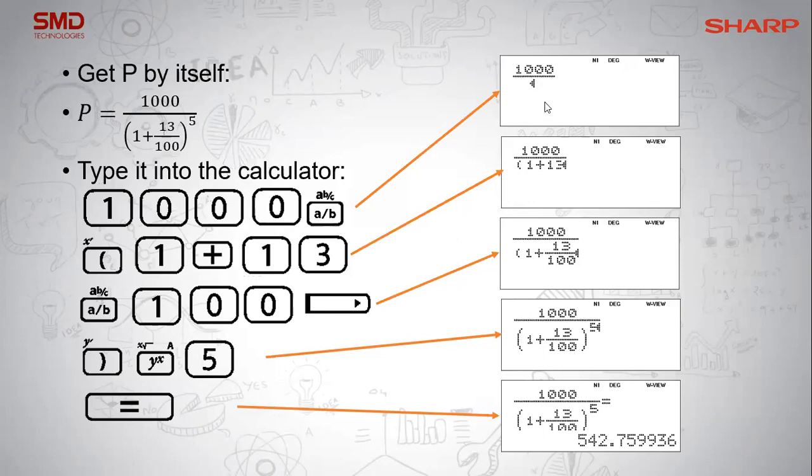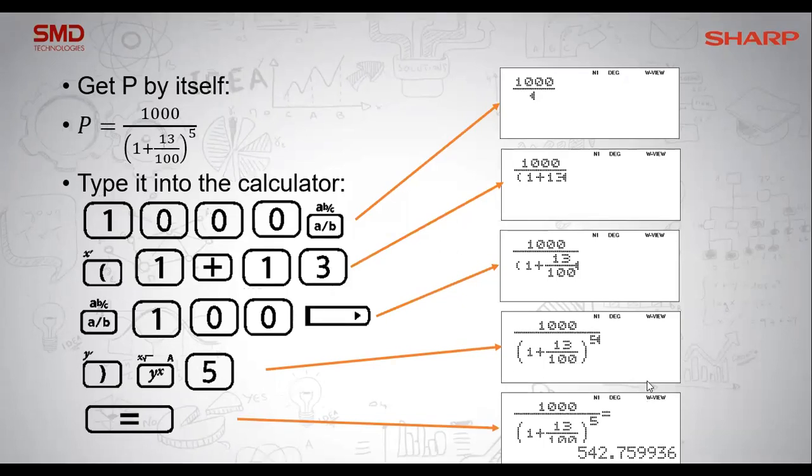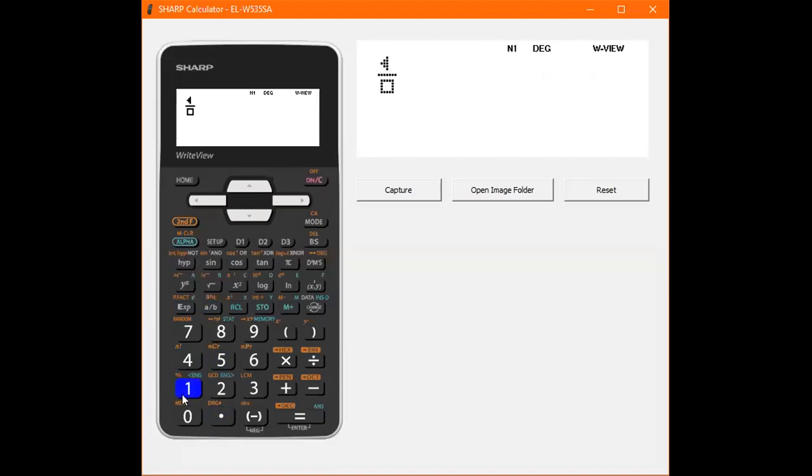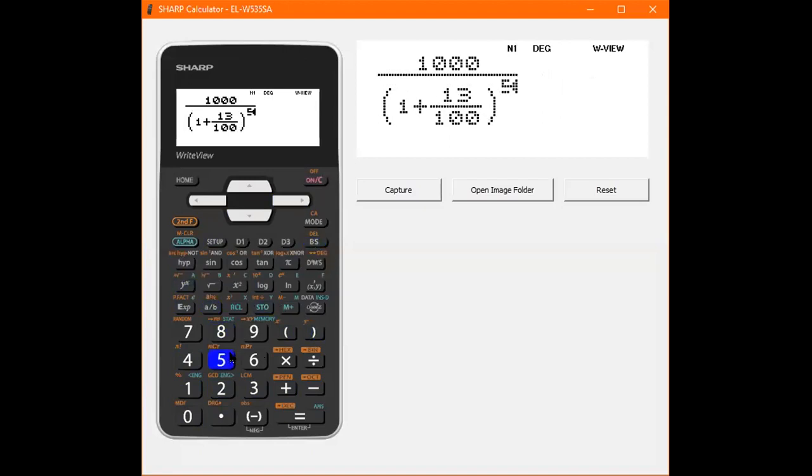Cool. So here we need to get P by itself. So of course we divide by that whole bracket with the root of the power. So we can do it quickly on our calculator as well. On the calculator, we have 1,000 Rand is what we want at the end. 1 plus, we have 13% interest rate, so over 100, and then it's to the power of 5. Okay, and equals, and so she needs to invest 542 Rand and 76 cents in order to get 1,000 Rand in 5 years at a 13% interest rate.